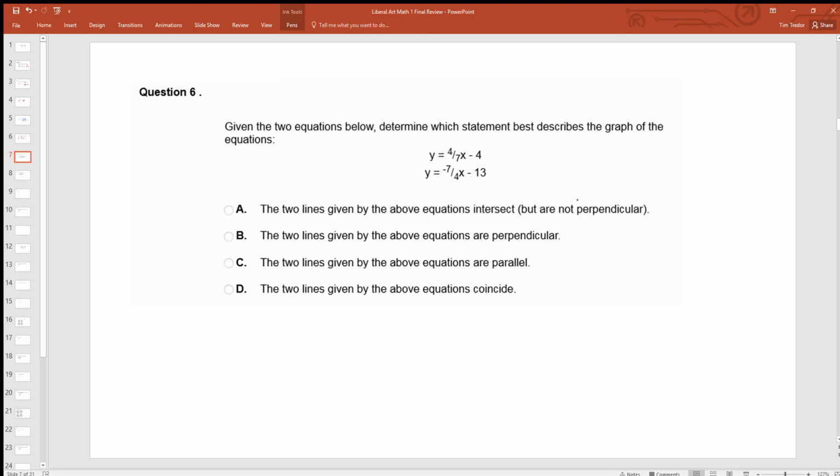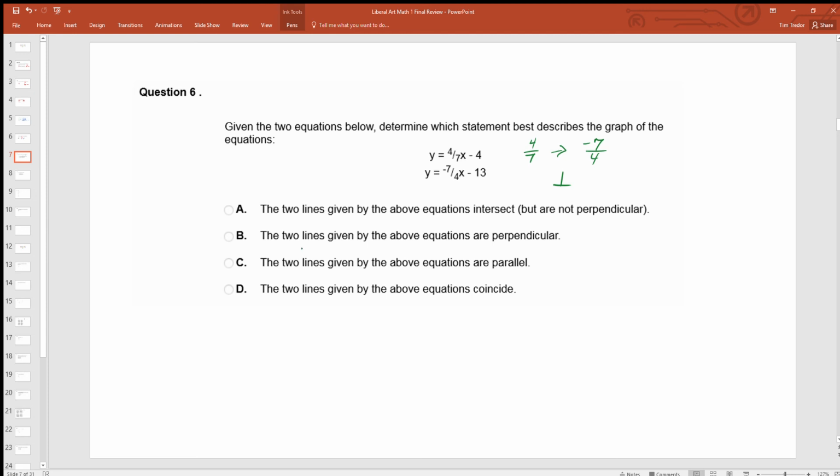Okay, we've got 2 equations. Determine which statement best describes the graph of the equations. Okay, so the first thing I noticed, they're y equals mx plus b. These are lines. Their slopes are negative reciprocals of each other, which means that if I take the slope 7/4, and if I flip it over and change the sign, it becomes -7/4. Those are negative reciprocals. That means these 2 lines are perpendicular.